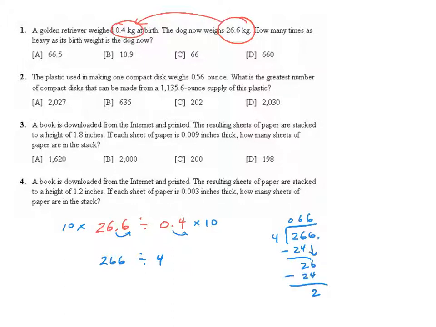And in this case, I'm going to go to at least the tenths place. So if I bring down the 6, and I need to make sure that I bring my decimal straight up to separate the whole numbers from the decimals, 4 goes into 26 6 times, and then 4 goes into 20 5 times. So it looks like the dog now weighs 66.5 times what it weighed at birth, which is answer choice A.